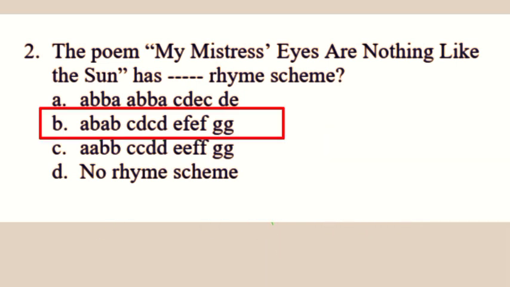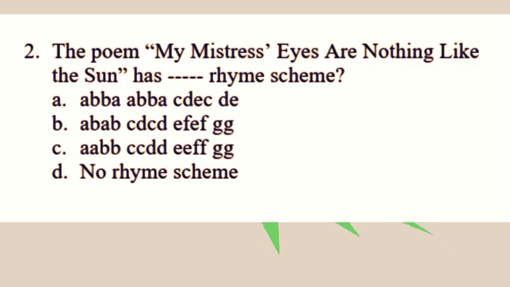The right answer is option B, A, B, A, B, C, D, C, D, E, F, E, F, G, G. The poem My Mistress's Eyes Are Nothing Like the Sun has A, B, A, B, C, D, C, D, E, F, E, F, and G, G rhyme scheme. That is the common rhyme scheme of all Shakespeare's sonnets.